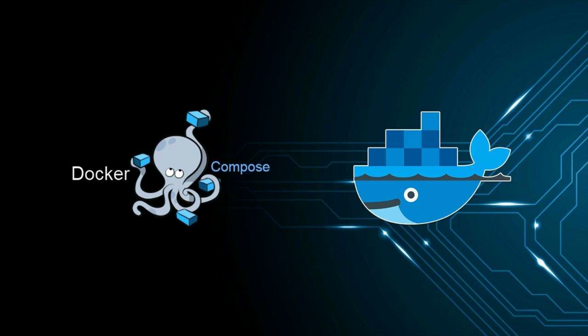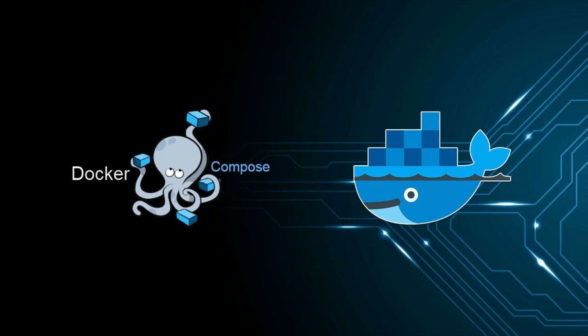2. What is a Docker image? A Docker image is a read-only template that contains the instructions for creating a Docker container. It includes the operating system, application code, libraries, and configuration files.